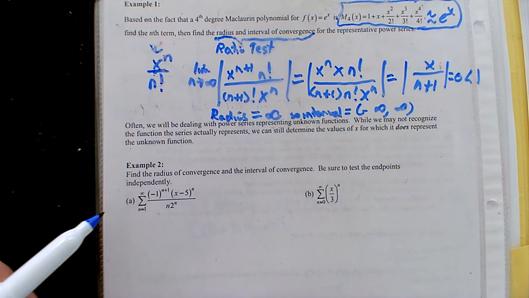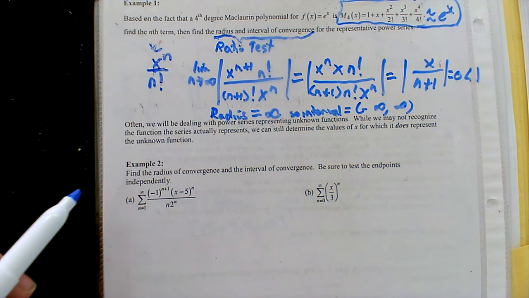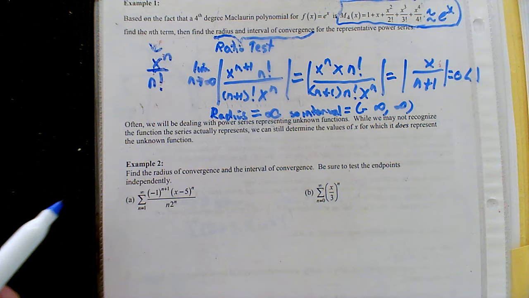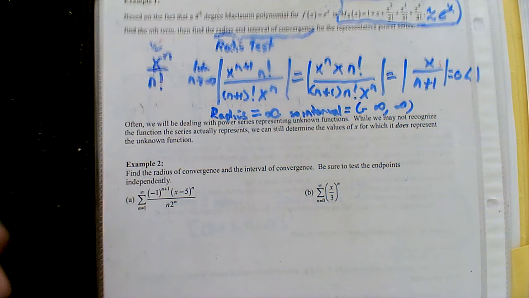So find the radius of convergence and the interval of convergence. Be sure to test the endpoints independently. So we're going to find some interval, and again, we're going to have to test each of those endpoints.